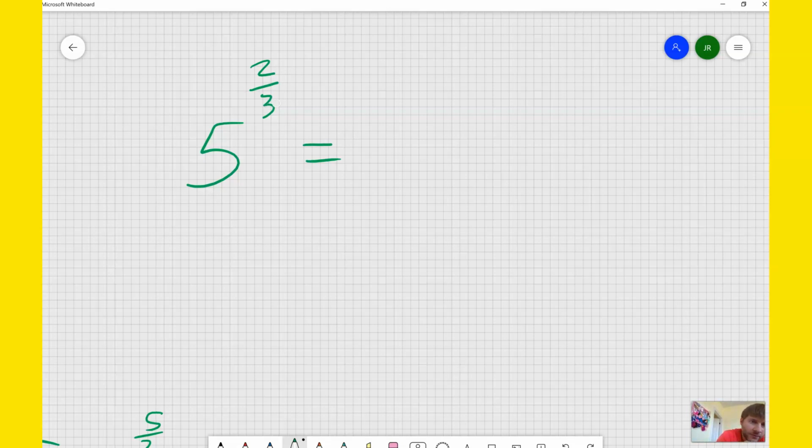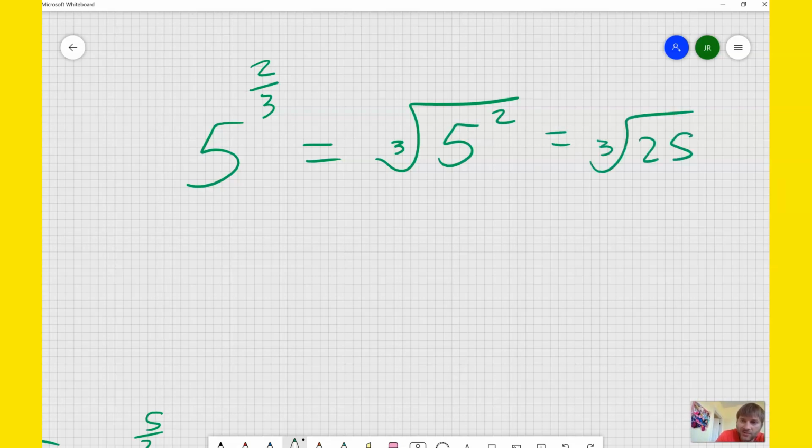Whatever the denominator of the exponent is, that is the index of the radical. So it's the cube root of 5 squared. Or if we want to, we could rewrite it as the cube root of 25, because 5 squared is 25. So it's the same thing.